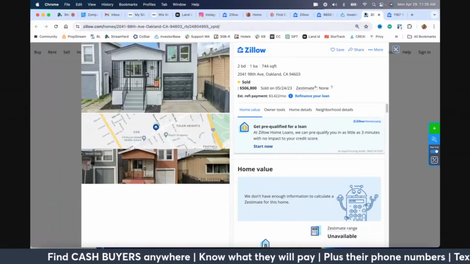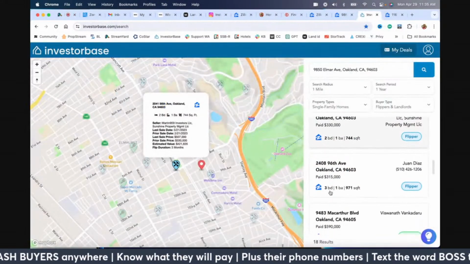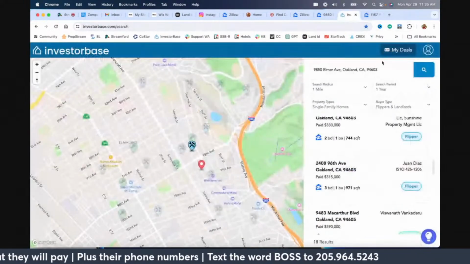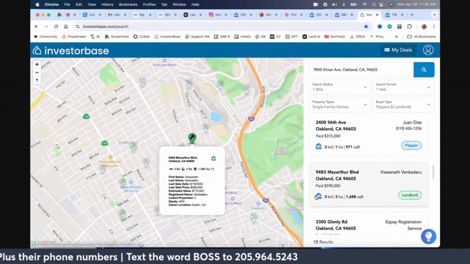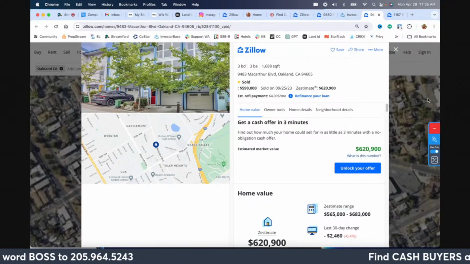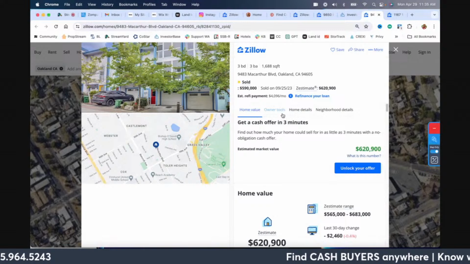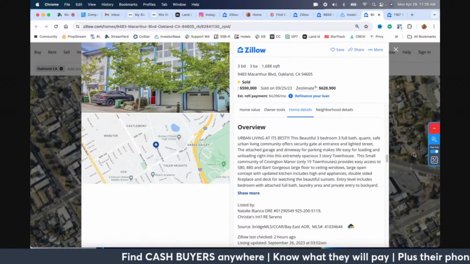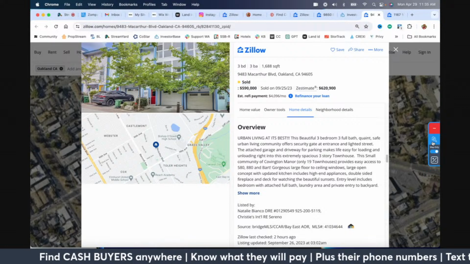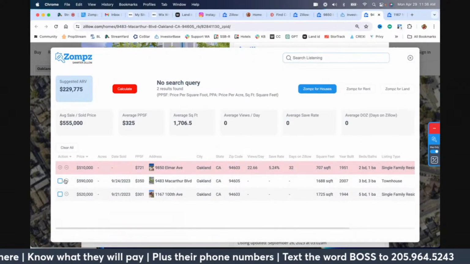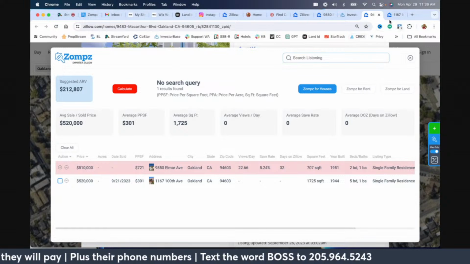$330, sold for $506. Looks like they're at the top end of the market. $410, paid $315. Here's one for $590, sold for $590. Okay, but I think that's a townhouse or something. Let me see. No, we don't want to add that. That's not a good comparable. We'll remove that one.